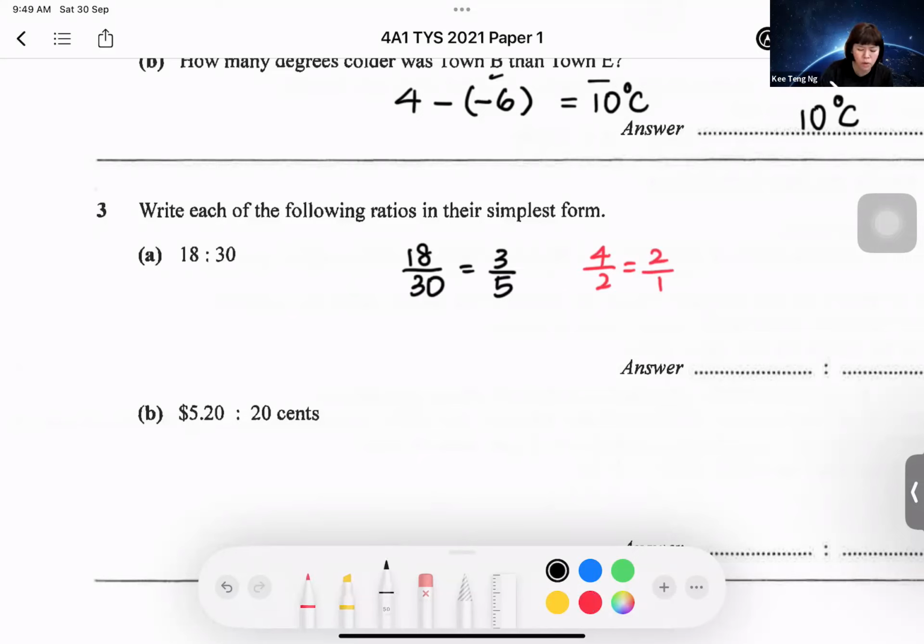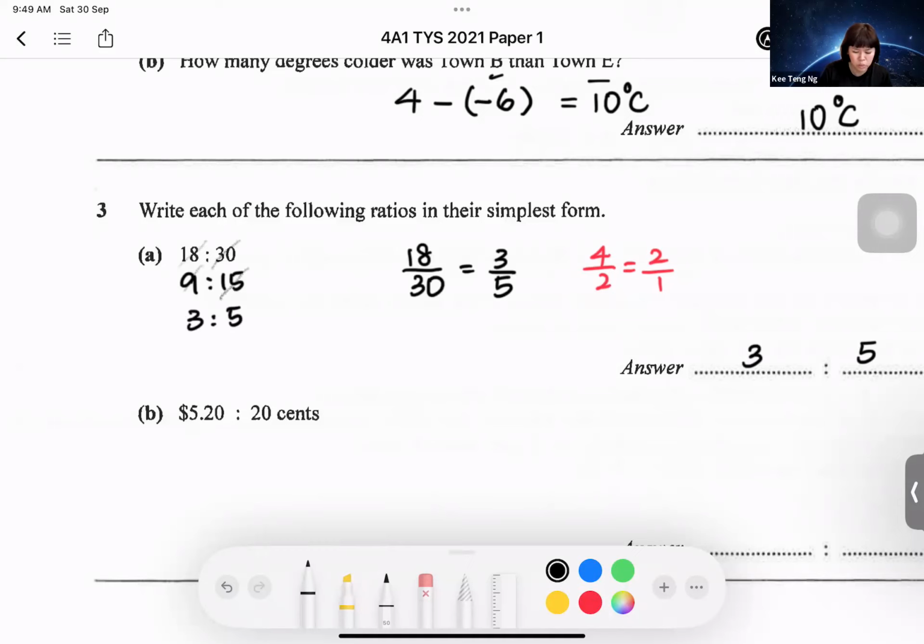Or alternatively, what you can do, you can divide by the common factor 2. Divide by 2, you get 9 and 15. Then you divide by another common factor 3, right? You get 3 is to 5 as well. So either way, you can still get your answer, 3 is to 5.